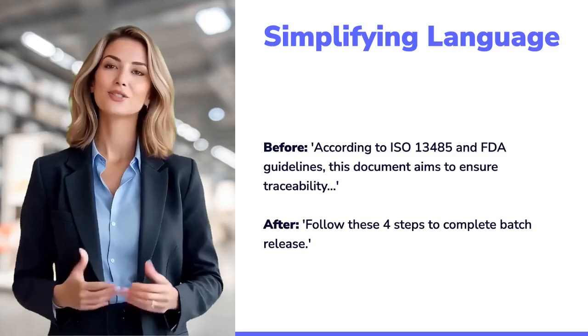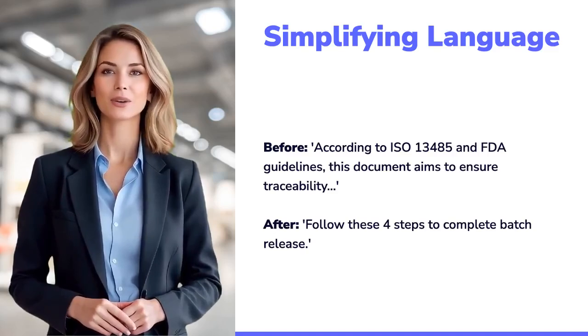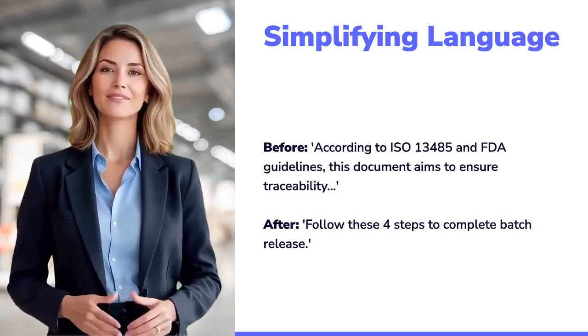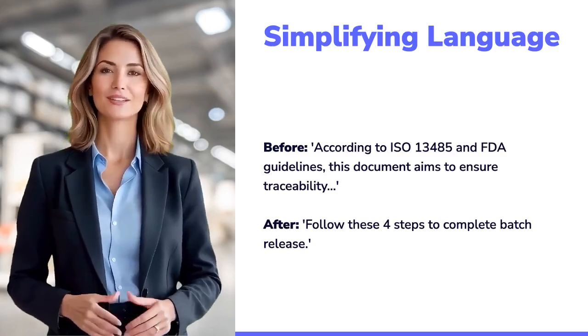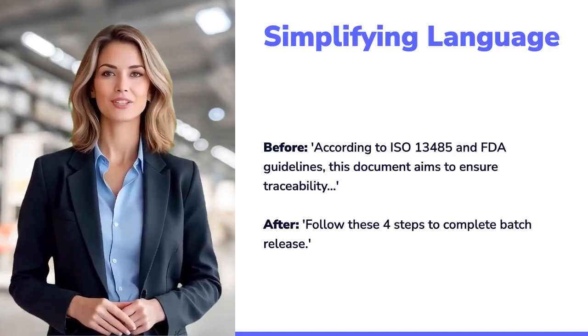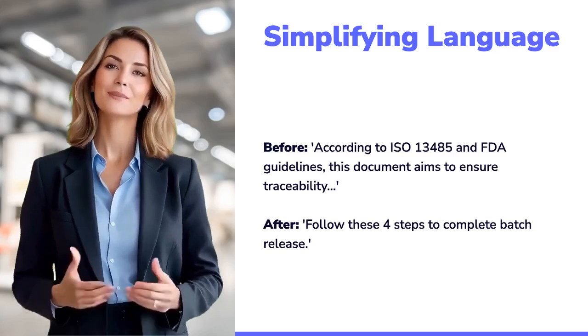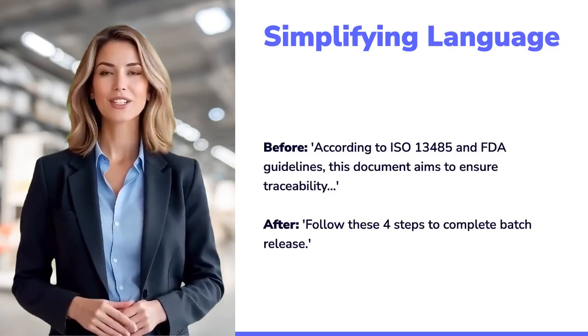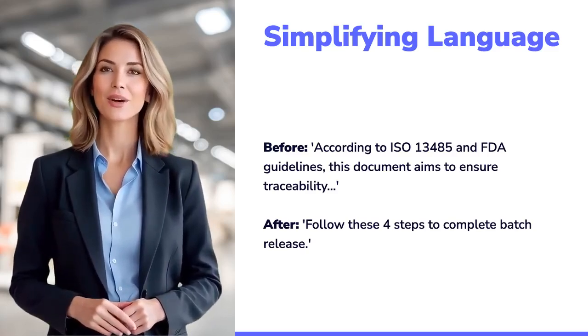Here's how dramatic this transformation can be. A typical SOP paragraph like, according to ISO 13485 and FDA guidelines, this document aims to ensure traceability of product release through the application of batch control procedures becomes simply, follow these 4 steps to complete batch release. The key question to ask is, what would a new employee need to see or do after watching this?